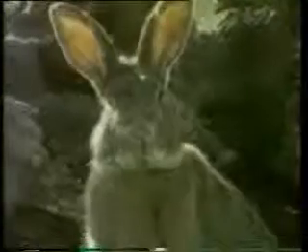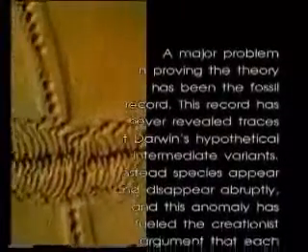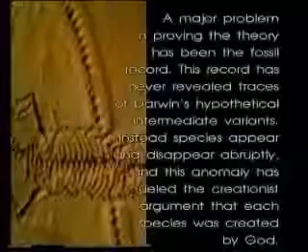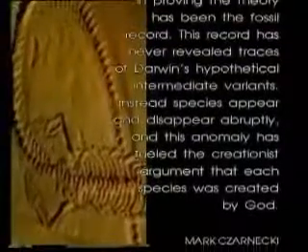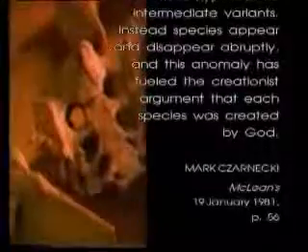Evolutionist paleontologist Mark Zanecki confesses this fact as follows. A major problem in proving the theory has been the fossil record. This record has never revealed traces of Darwin's hypothetical intermediate variants. Instead, species appear and disappear abruptly, and this anomaly has fueled the creationist argument that each species was created by God.